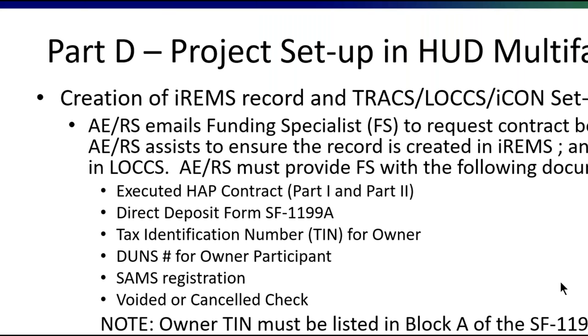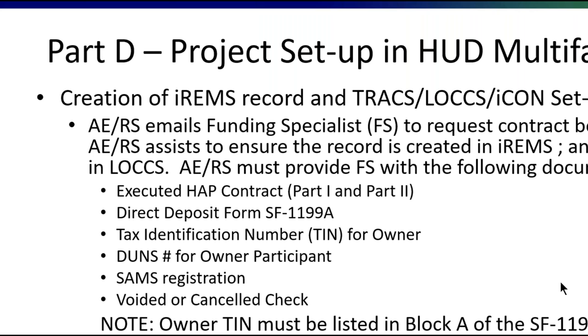And that includes the executed HAP contracts, part 1 and 2, the direct deposit form, the SF-1199A, the tax ID, the DUNS number for owner participant, the SAMS registration, voided or canceled check. Please note that the owner TIN must be listed in block A of the SF-1199A in order to not be kicked back.